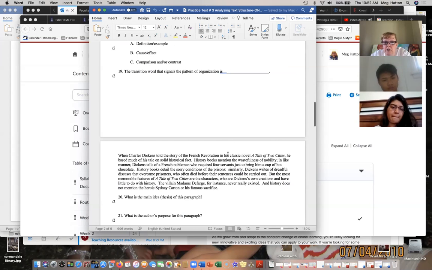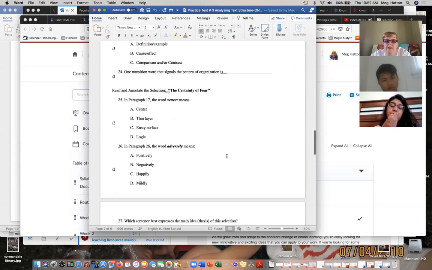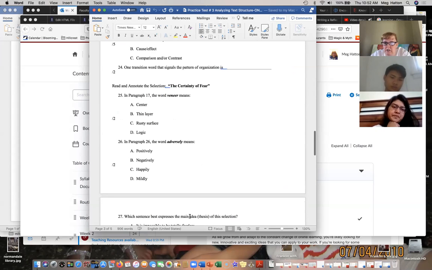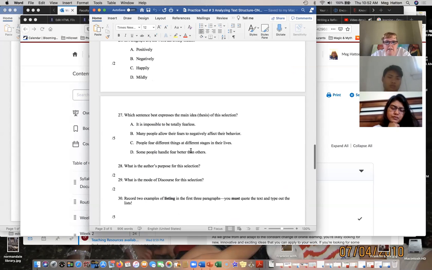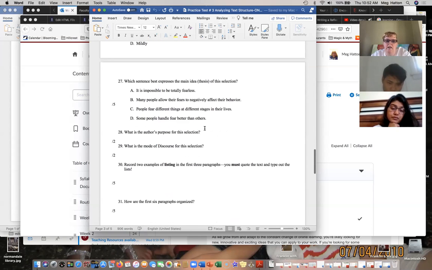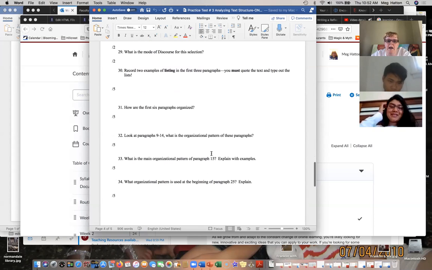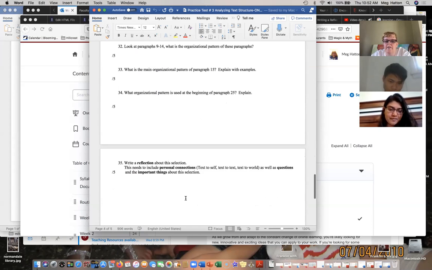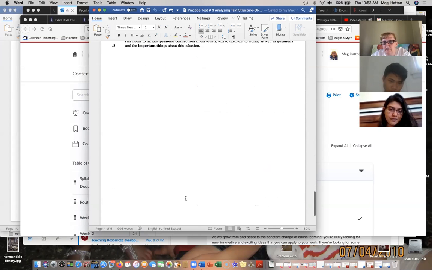Right, and then there's another one. And then this is the longer selection. So on the actual test, there's going to be 4 of those little paragraphs and a longer selection. And then, you know, there's always going to be vocabulary and context. There's going to be a thesis thing. You're going to have to figure out the purpose and the mode of discourse. That's a lot. Yep. Then I'm asking you to find specific things about patterns of organization. And then, of course, there's a little reflection as well.